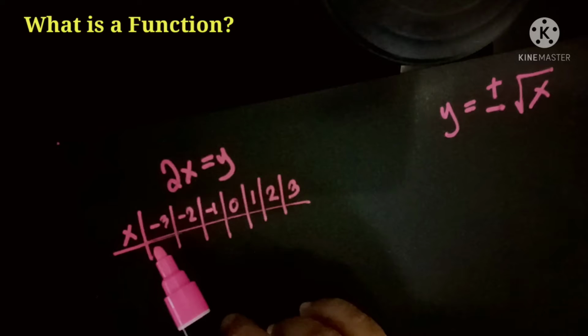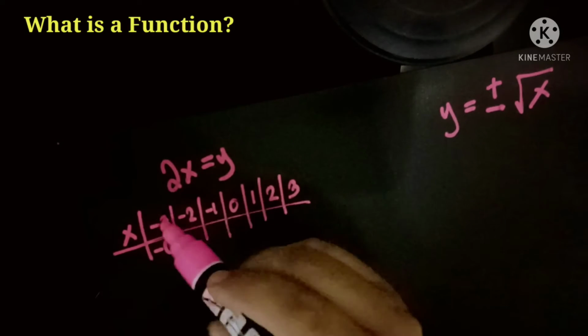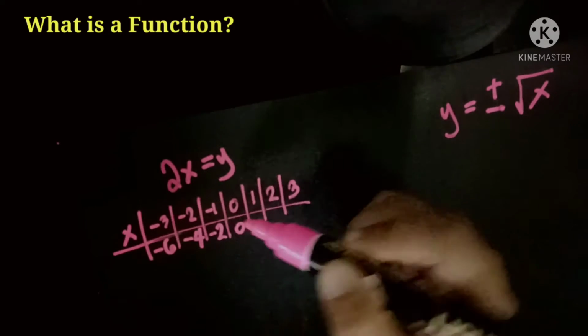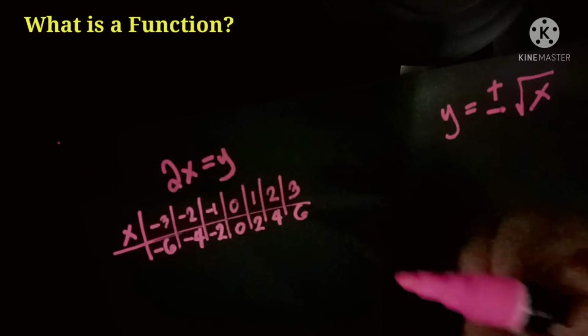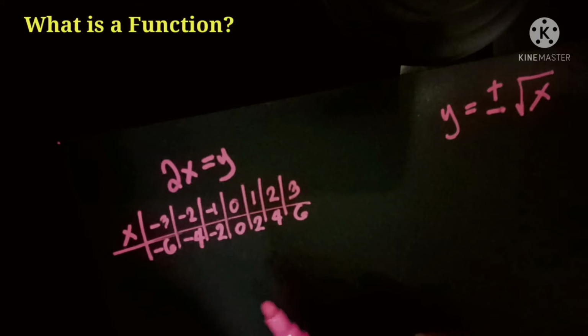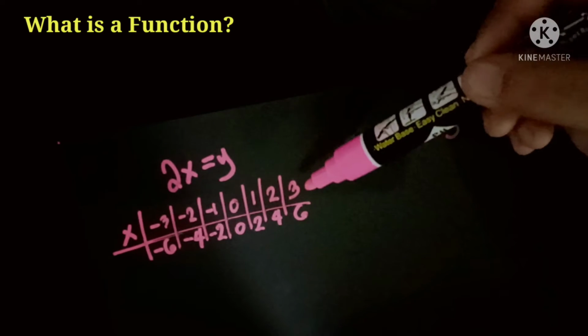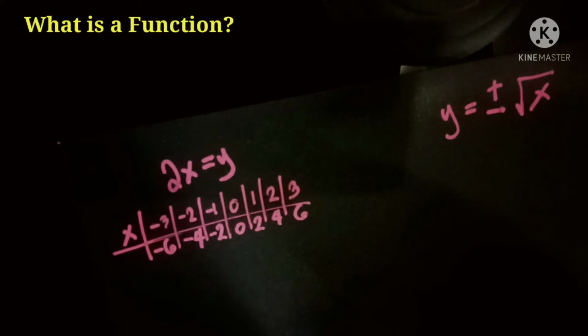So -3 times 2 is -6. -2 times 2 is -4. This is -2, 0, 2, 4, and 6. Notice if there are repeated y values for a given x value. In this case, there is none.